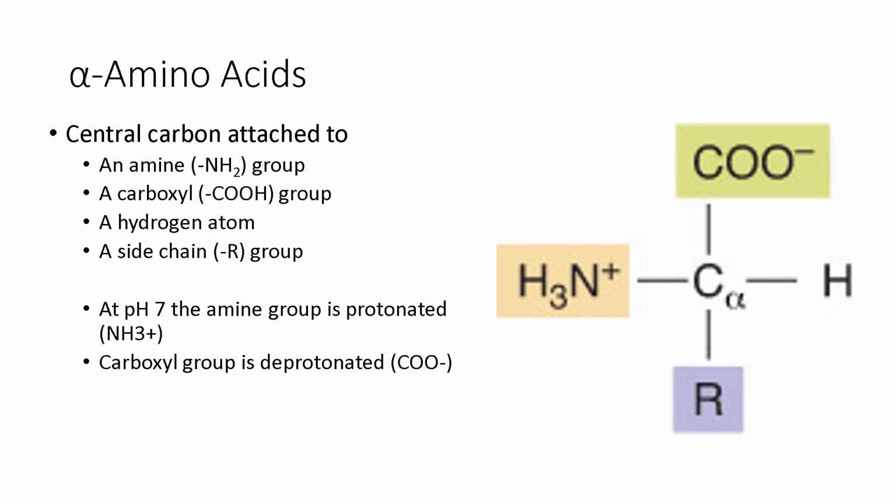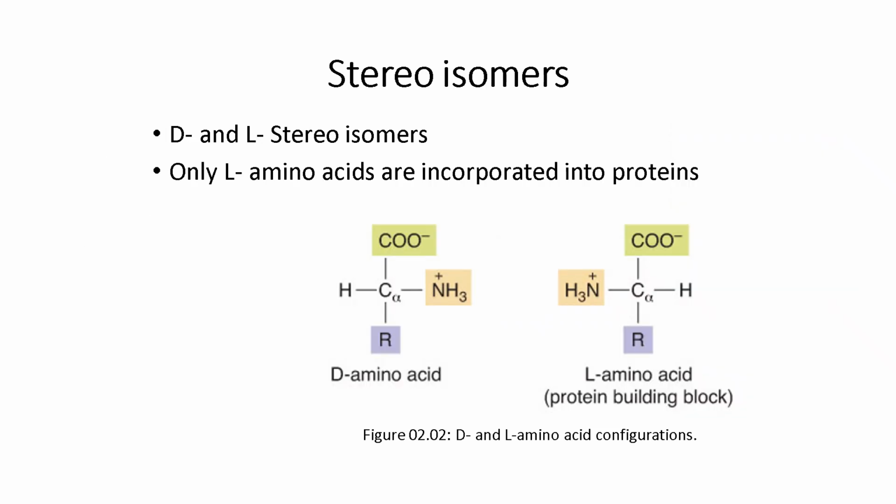At physiological pH 7, the amine group is protonated to NH3+ and the carboxyl group is deprotonated to COO-. This zwitterionic form is crucial to amino acid behavior in solution. Amino acids exist as D and L stereoisomers, but only the L forms are used in proteins. This stereochemistry is important for biological recognition and enzyme specificity.